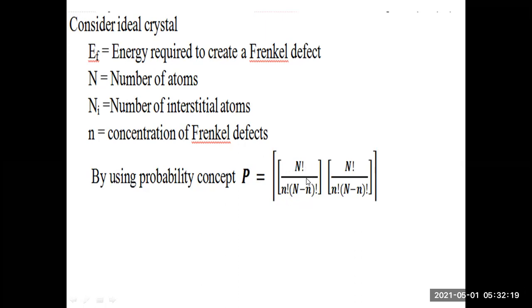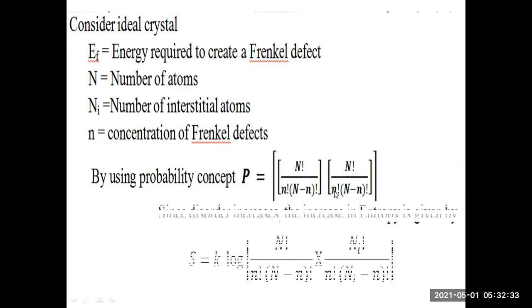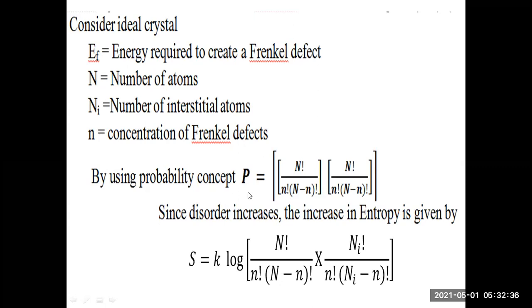And what is the extra term that will come in the Frenkel defect? Here it should be N suffix I, so N suffix I factorial by small n factorial into N suffix I minus n factorial. By using this probability concept, since some disturbance has been created, the disorder in the system is called entropy. The disorder increases with the increase in the entropy, which is given by S is equal to K log P. You can see we already had the mathematical expression of the entropy, S is equal to K log P.